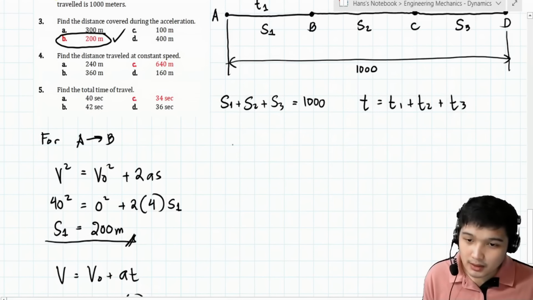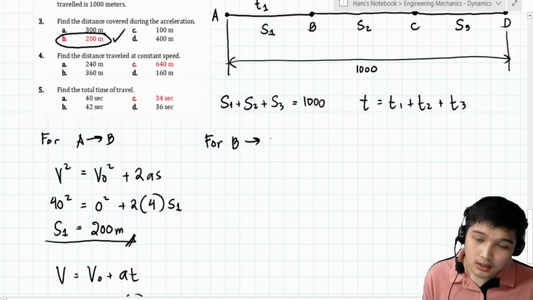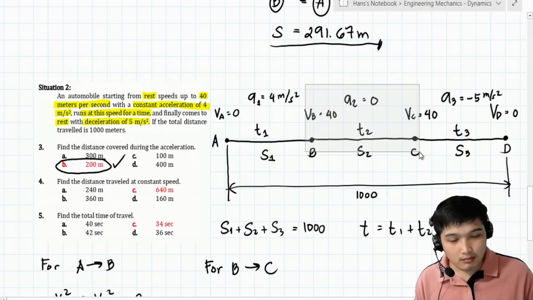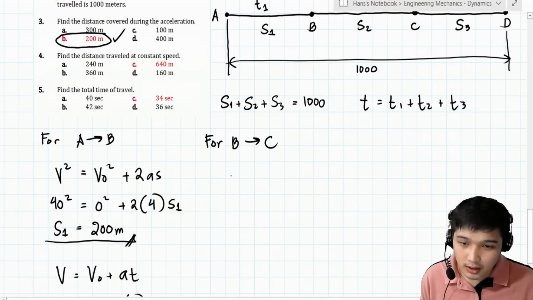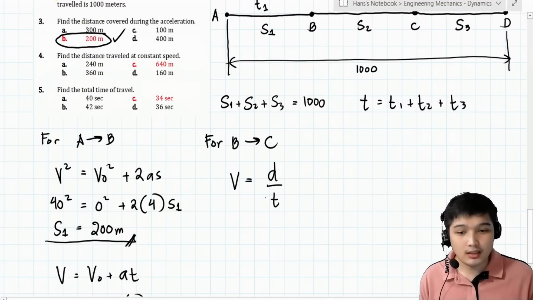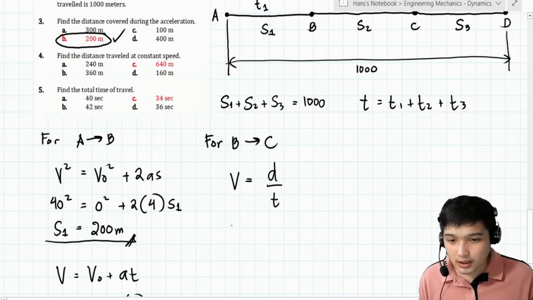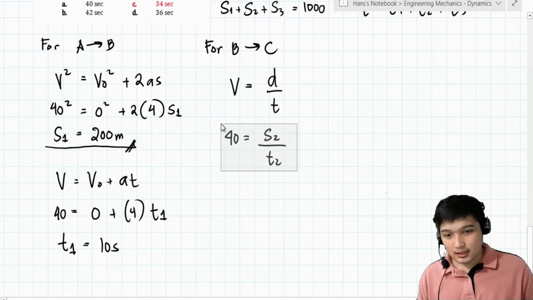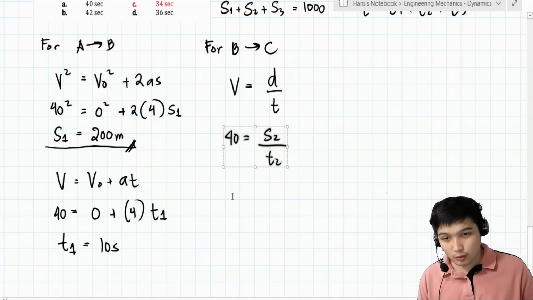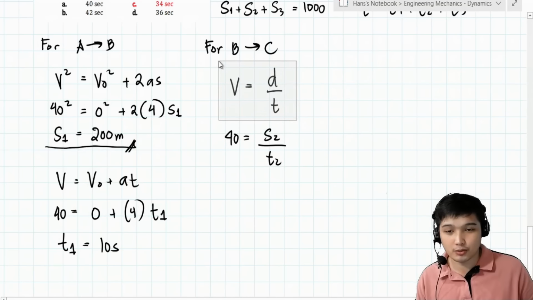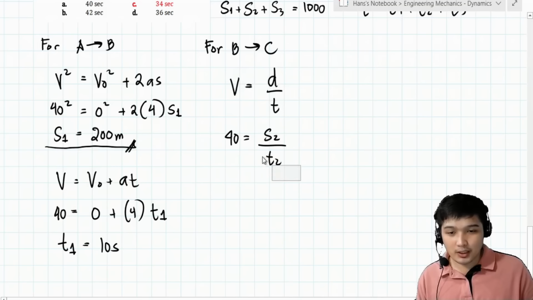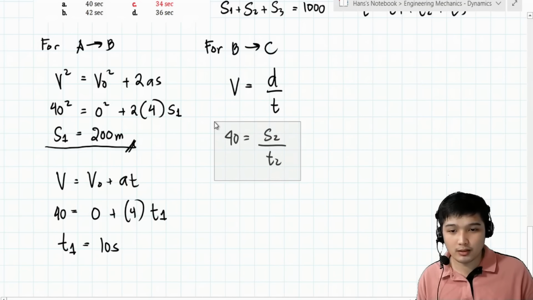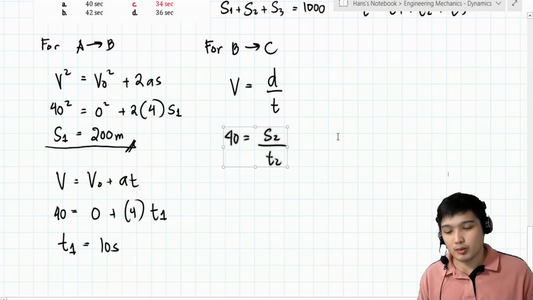Next segment is B to C. For B to C, what is the motion here? Is there acceleration? None, right? So this is constant motion, constant velocity. For constant velocity, the relationship we will use is just distance over time. We have the velocity 40, the distance is S2, and the time is T2. As you can see, you cannot get a value here, because there are two unknowns and only one equation. There is no other source, because that is the only relationship when the motion is constant with no acceleration. So we will set this aside for now. Maybe later we will get a value that reduces the unknowns here. Let us leave it for now, guys.